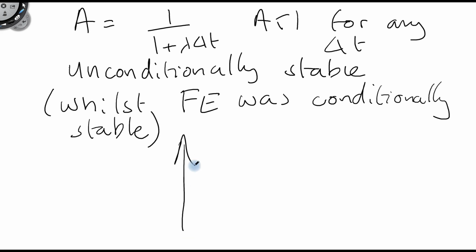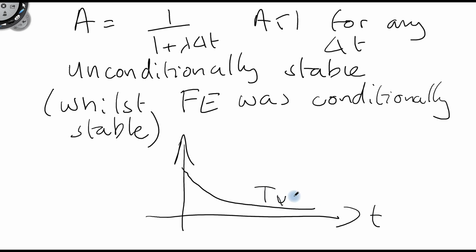So just to remind ourselves, the diagram is always very useful. We have the true solution here. The numerical one might not be completely accurate, but it's always going to decay. So even with this simple example, we can see that the implicit method is always stable. It's unconditionally stable.